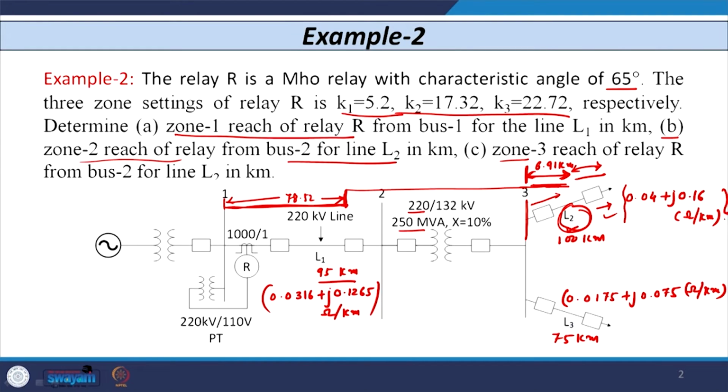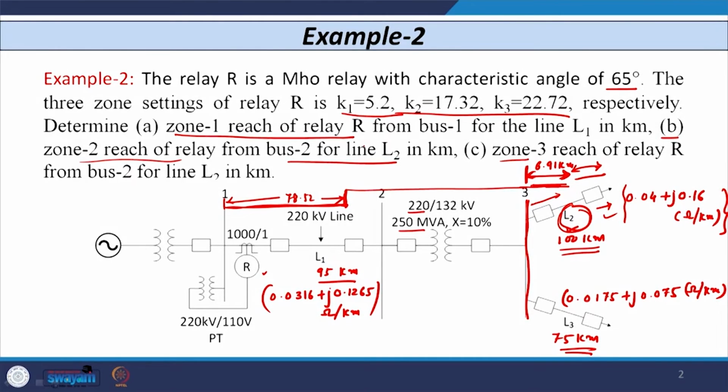Now, one important point: when you consider the zone 3 reach of relay R for line L2, it may be possible that in the actual field a number of lines are emanating from this bus. If there are more than 2 or 3 lines, then you have to find the zone 3 reach of relay R for the line whose length is highest. In this case, L2 and L3, the line length of L2 is higher than L3, that is why we have considered L2. If the line length of L3 is higher than L2, then we have to consider line L3.